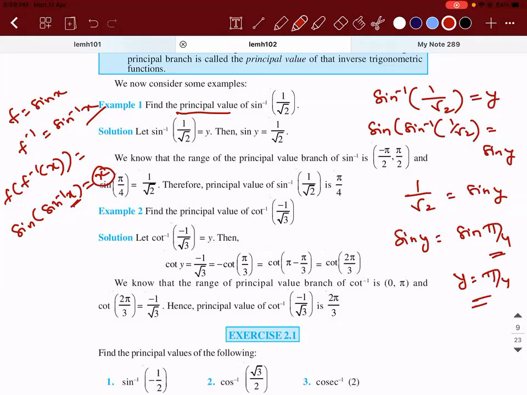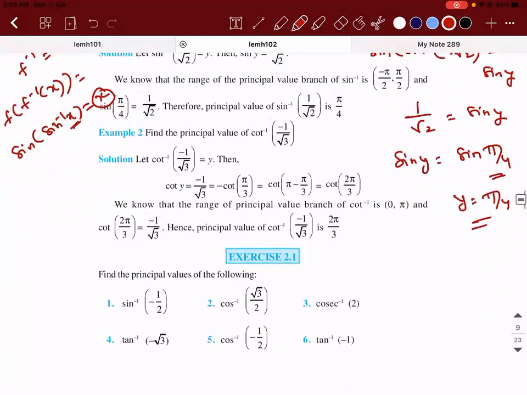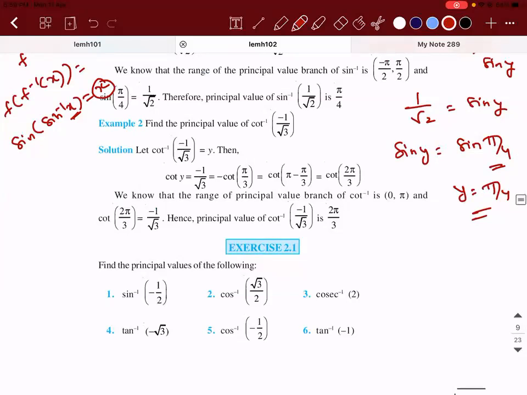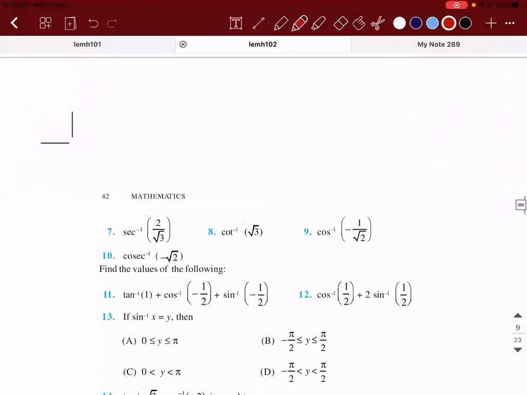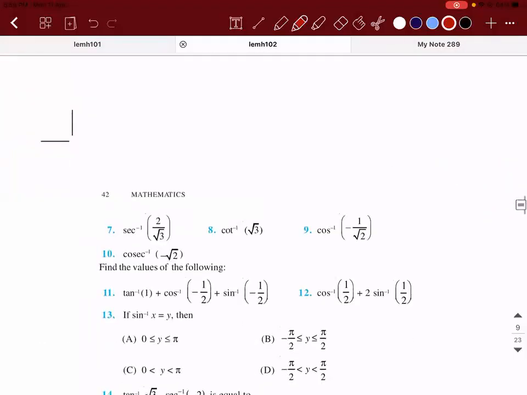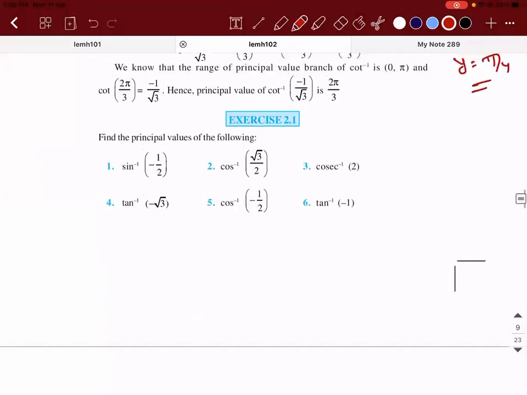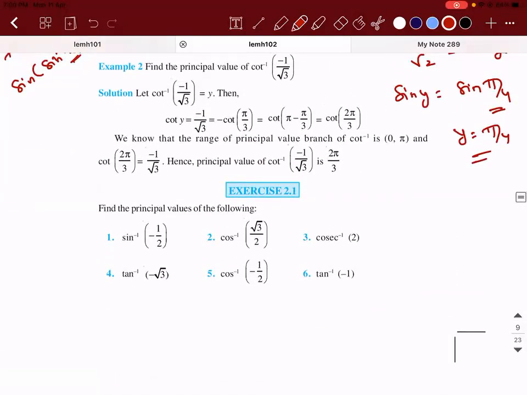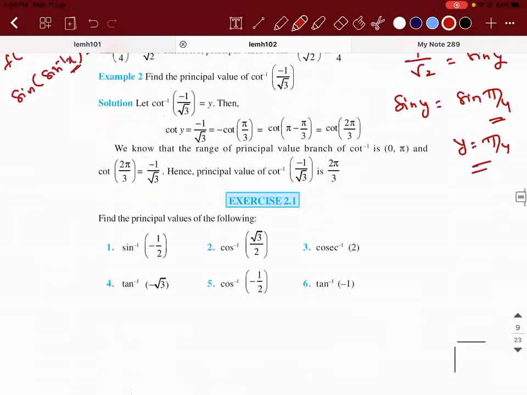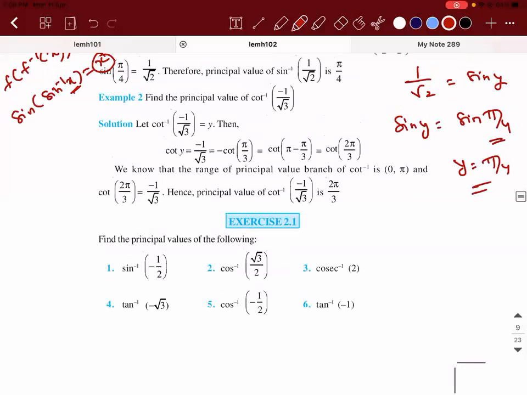Yes, sir. Okay. So, as I told you, we'll start with positive values first, then we'll go to negative values, then I'll teach you a separate procedure. If you see exercise 2.1, questions number 2, 3, 7, 8 are having positive values. Okay, let's try for it. Do them, same logic.